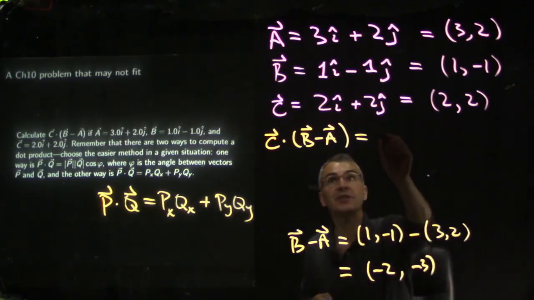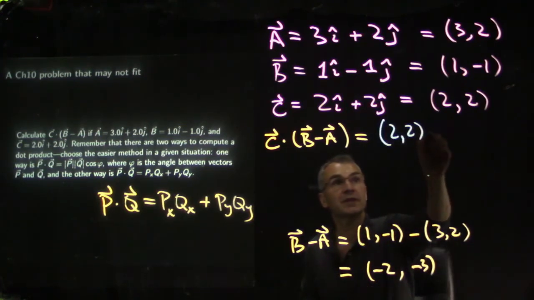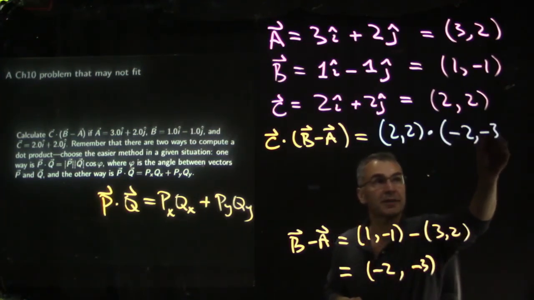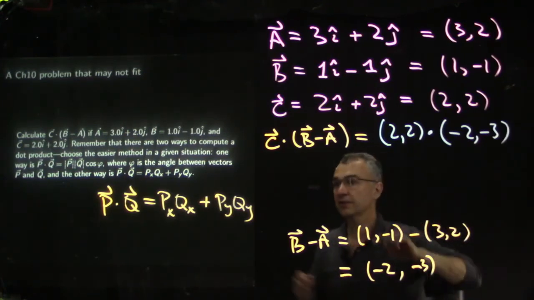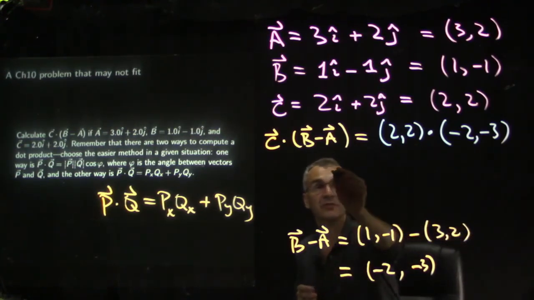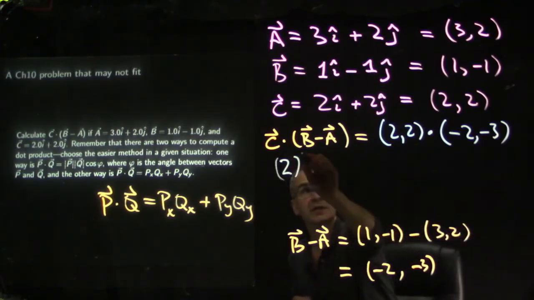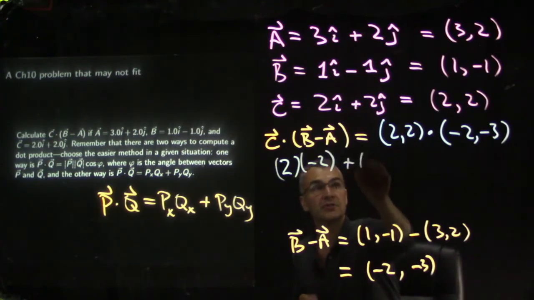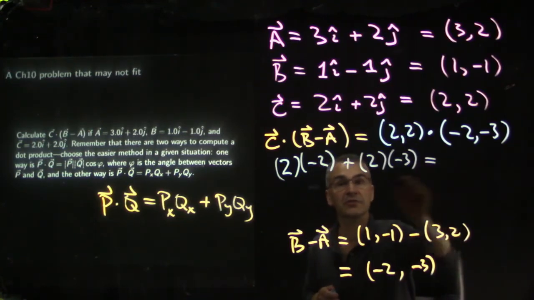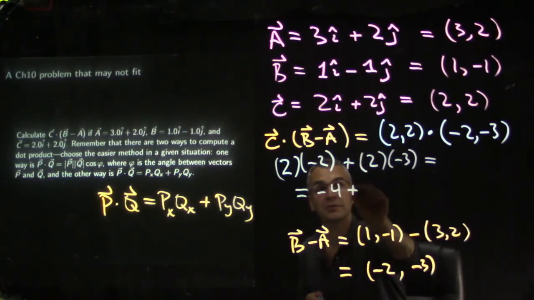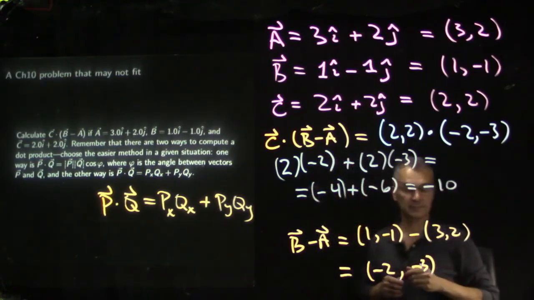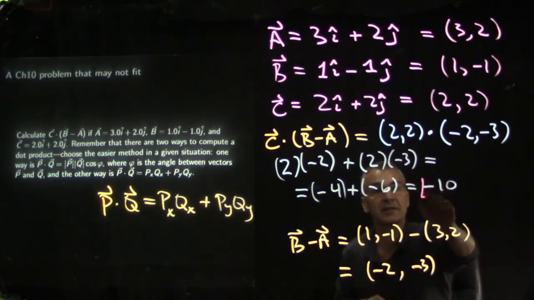And then minus 1 minus 2 is minus 3. Then we have the vector C is 2, 2. We want to take the dot product with this difference that we worked out down here, which is minus 2, minus 3. And so we want x component times x component and then plus y component times y component. So this is 2 times minus 2 plus 2 times minus 3, which is minus 4 plus minus 6, which is minus 10. So the answer is minus 10.